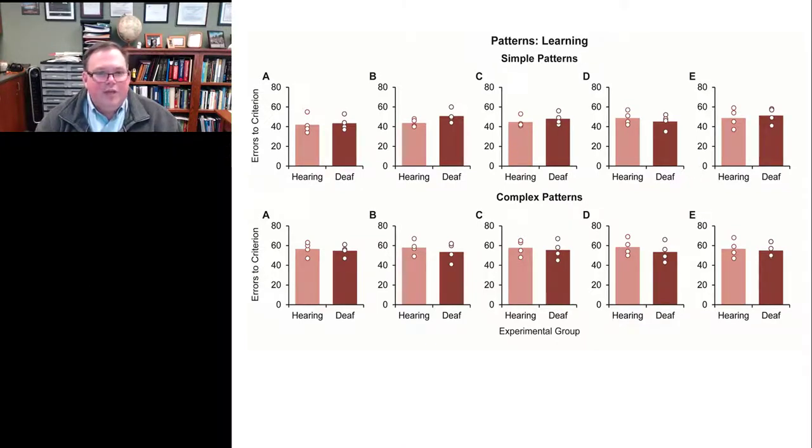So once the animals reached 92% on two consecutive days, we deemed that they reached criterion performance, and then basically just counted up the errors or the mistakes they made. What you can see here is the height of each bar is mean errors to criterion for both the hearing and the deaf groups. The actual circles that you see are performance of individual animals in each group. So it's not standard error or standard deviation, but actual performance of those animals. The take-home message from these two types of patterns is there was no difference in the ability of the deaf or the hearing animals to learn to discriminate either simple patterns or complex patterns.